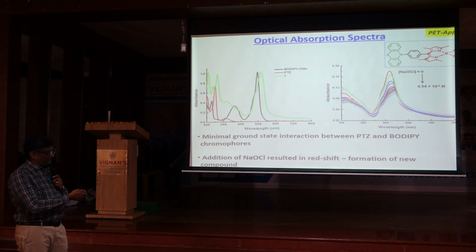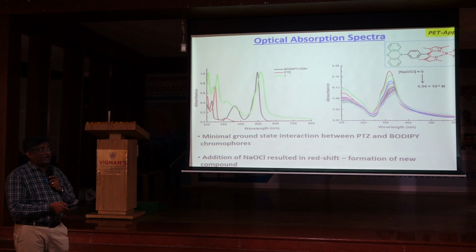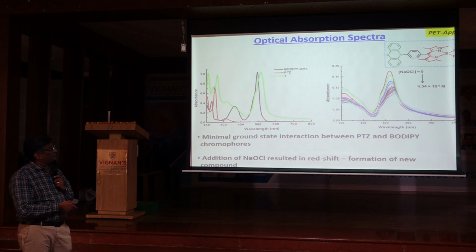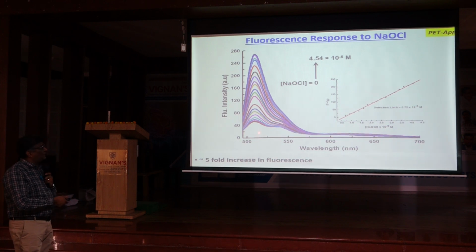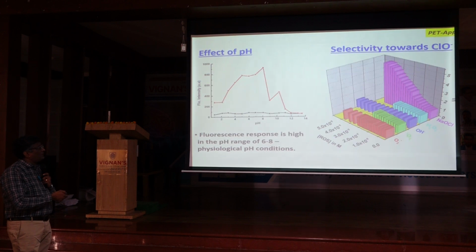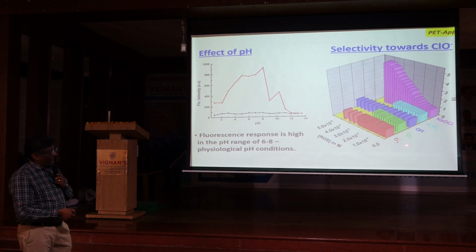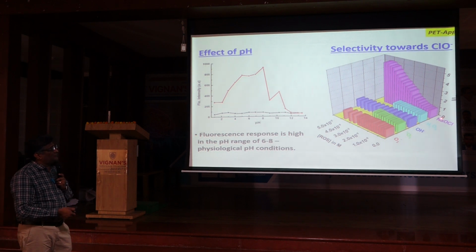So the same concept, you can prove it. We were titrating with different amounts of hypochlorite and seeing how the fluorescence is changing, not with respect to absorption but with respect to fluorescence. We could see a very good enhancement in a cuvette the moment you add hypochlorite. We tested with different types of reactive oxygen species such as hydrogen peroxide and others, but it was very selective to hypochlorite sensing.